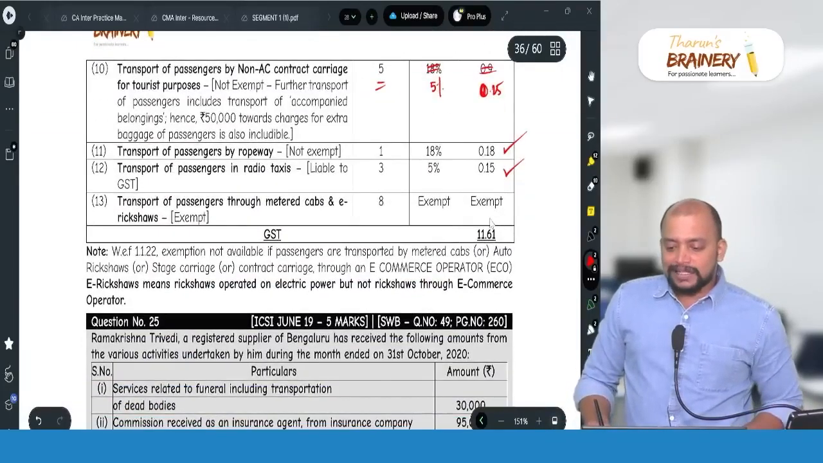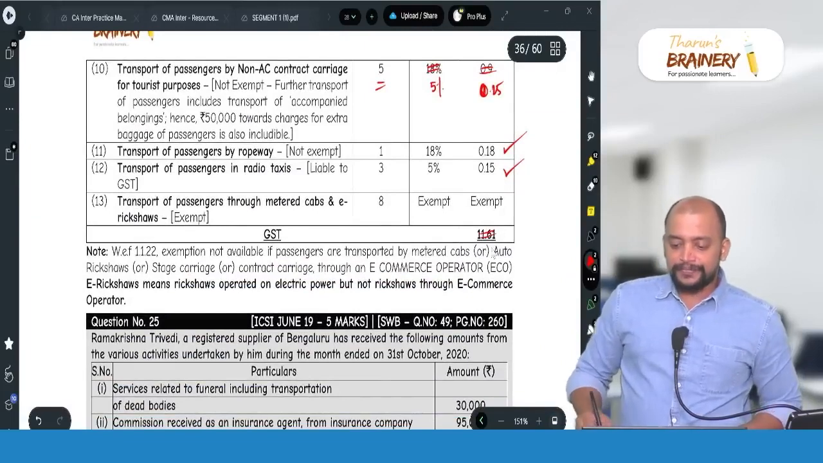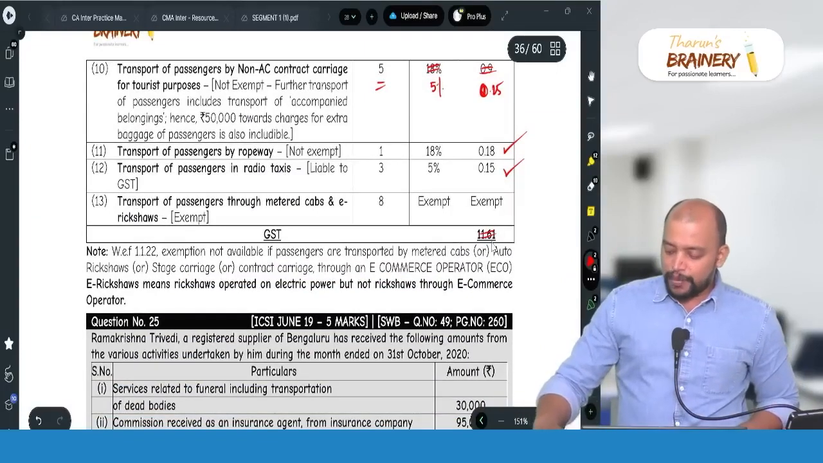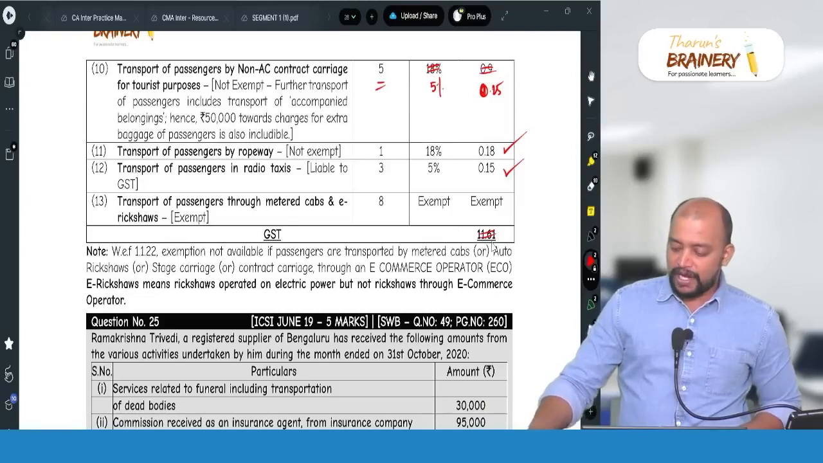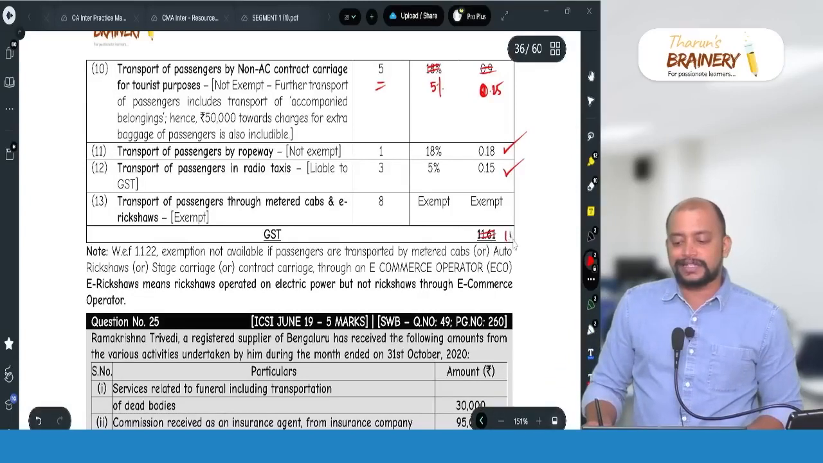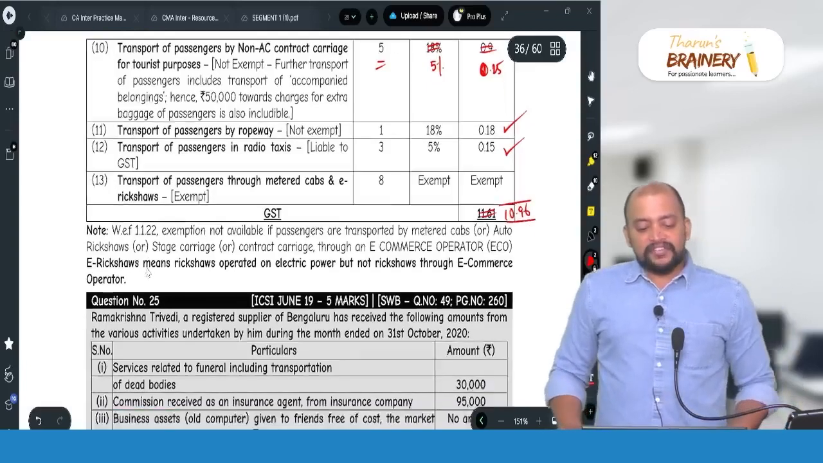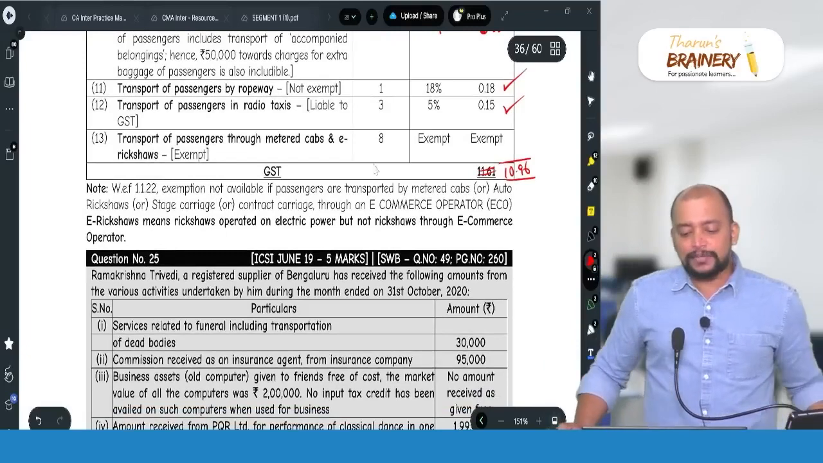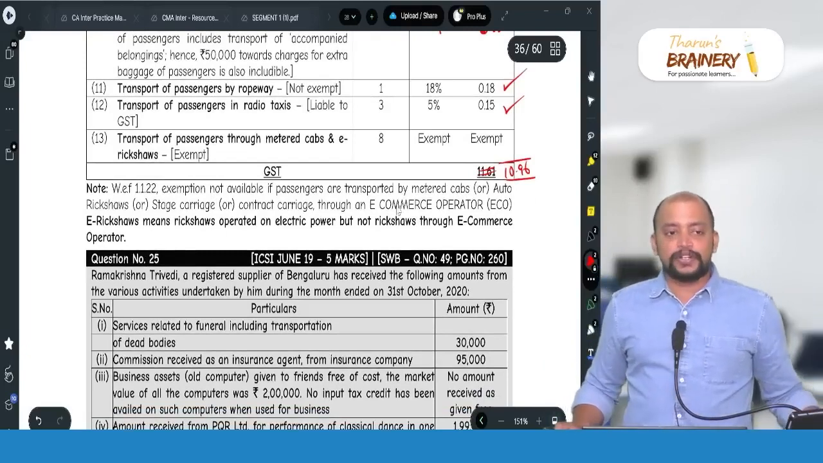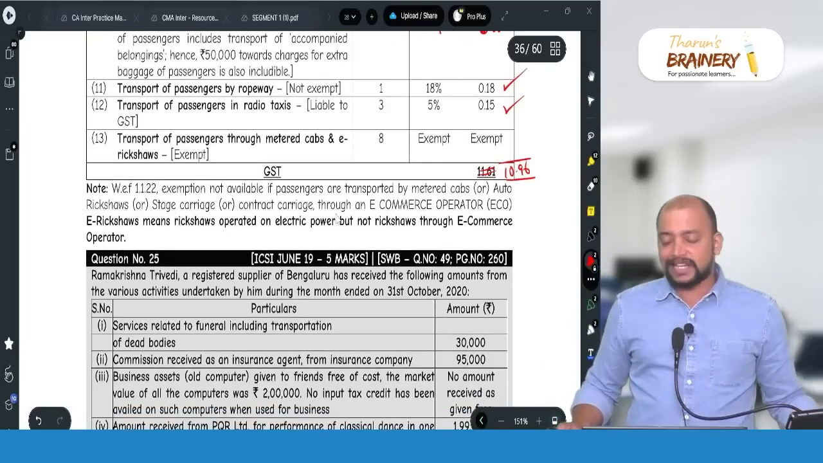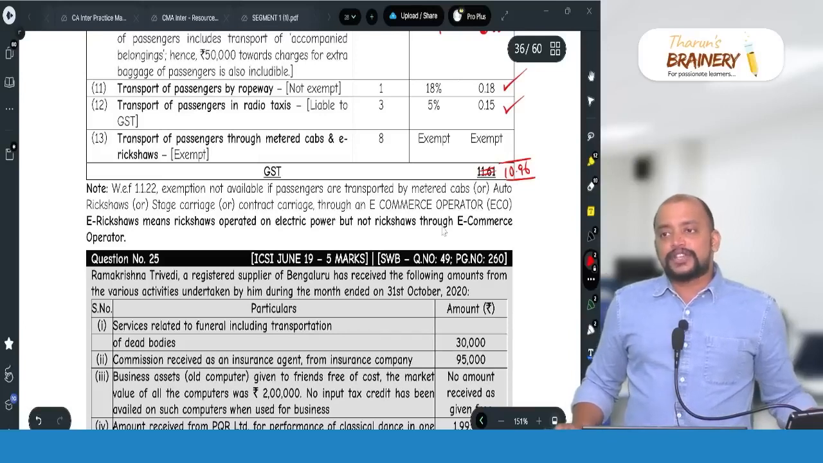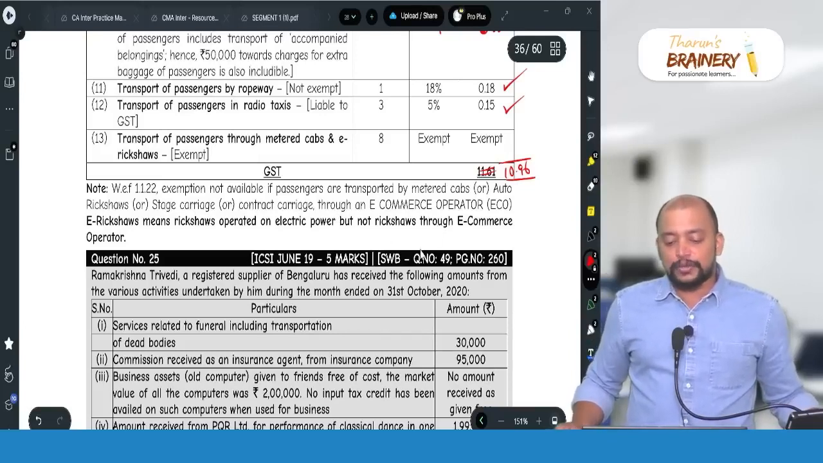And the total, I think, a slight change will be there. So 11.61 minus 0.9 plus 0.25, 10.96. And with effect from 1/1/2022, the exemption is not available if the passengers are transported by meter cabs, auto rickshaws or stage carriage through an e-commerce operator. If it is done, the liability to pay GST is on the e-commerce operator.